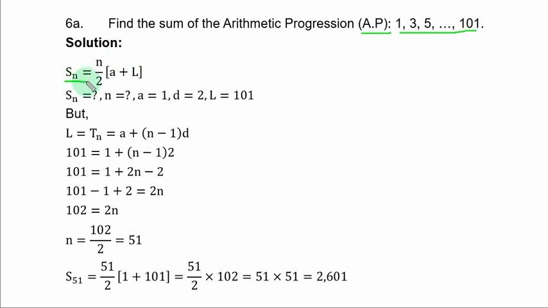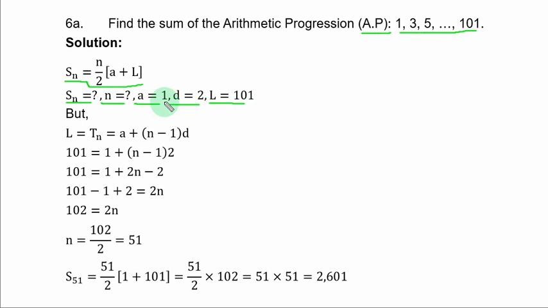That formula is this. From here, the sum of terms is unknown. The number of terms whose sum you want to get is also unknown. From the AP, the first term is A, the common difference is 2, that is second term minus first term, or third term minus second term. You have 2. The last term is 101.